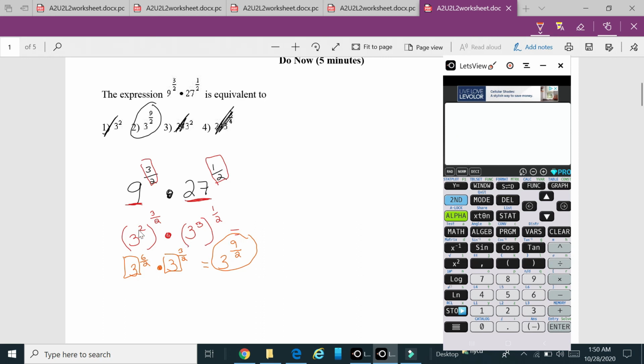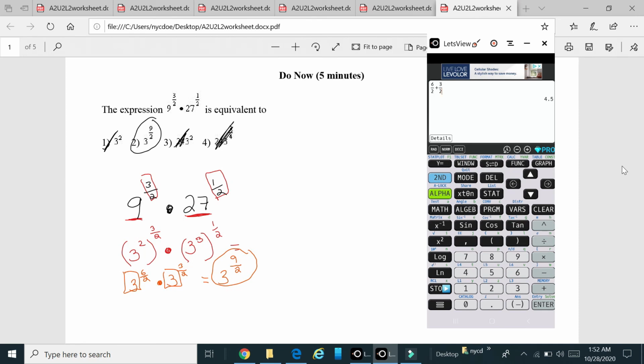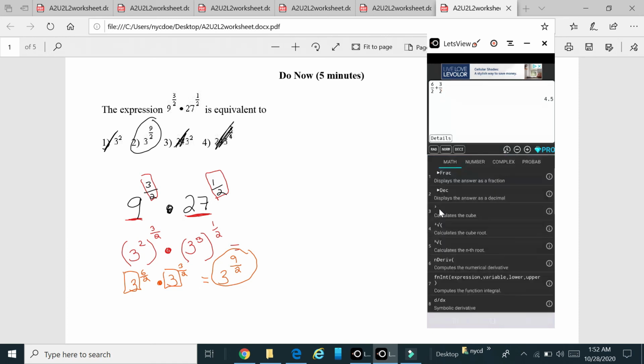Because remember, we had to combine these terms right here. So it's going to be alpha y equals fraction 6 over 2. Make sure you're out of the denominator. Plus, over at the bottom, 3 over 2, which is alpha y equals 3 over 2. And then you get 4.5. Convert that 4.5 to a fraction. You will hit math, and then you'll hit number 1 frac.